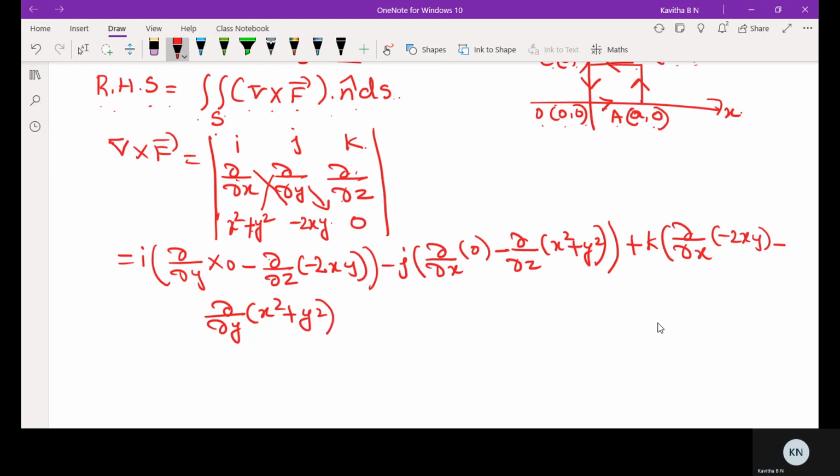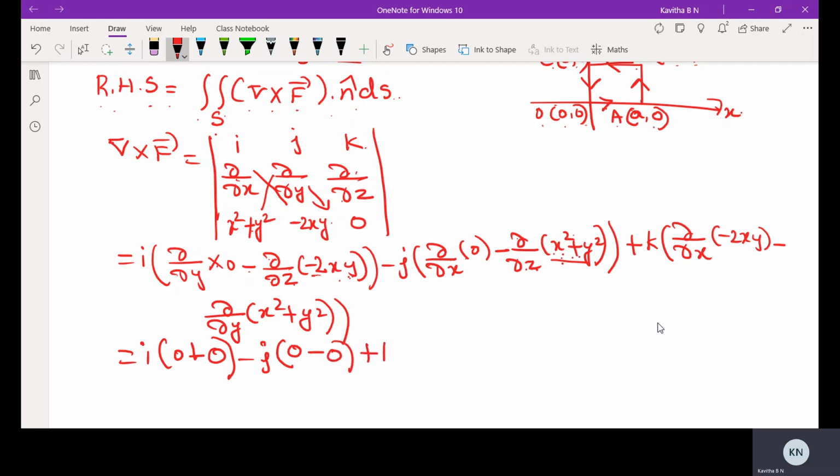Then simplify. i into del by del y into 0 is 0, minus del by del z, minus into minus plus, partially differentiating with respect to z. Here 2xy is a constant term, and differentiation of a constant term is 0. So write 0. Minus j into del by del x into 0 is 0 minus del by del z, partially differentiating x square plus y square with respect to z. It is a constant, and differentiation of a constant term is 0.